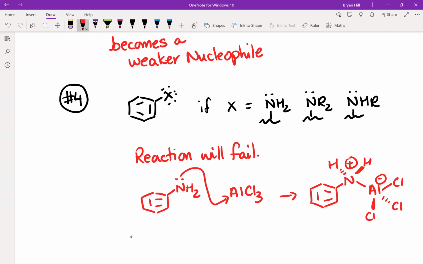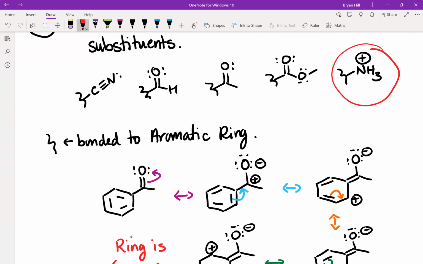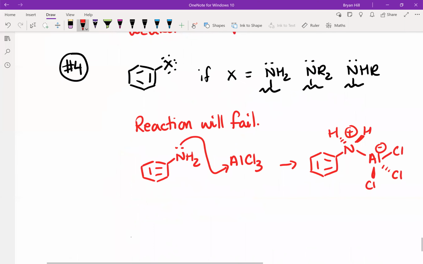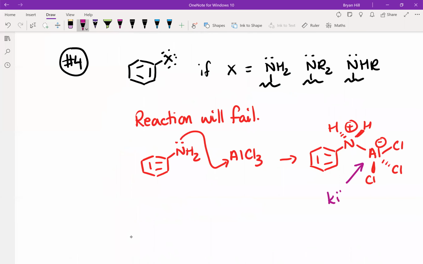The protonated amine is very similar to this group here. Once this nitrogen gets protonated, it does two things. Number one, it kills the catalyst. Remember, you need the aluminum trichloride to be reacting with the alkyl chloride, not the nitrogen. So it kills the catalyst.